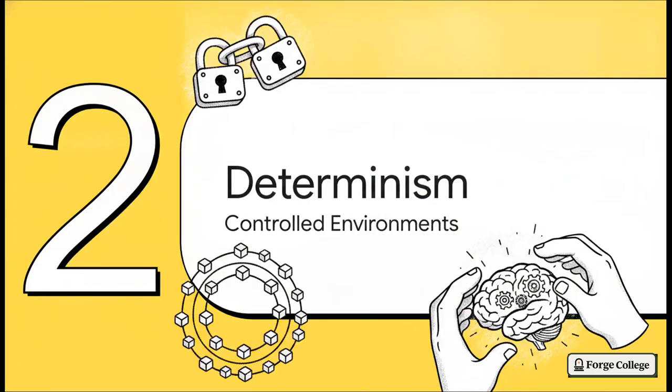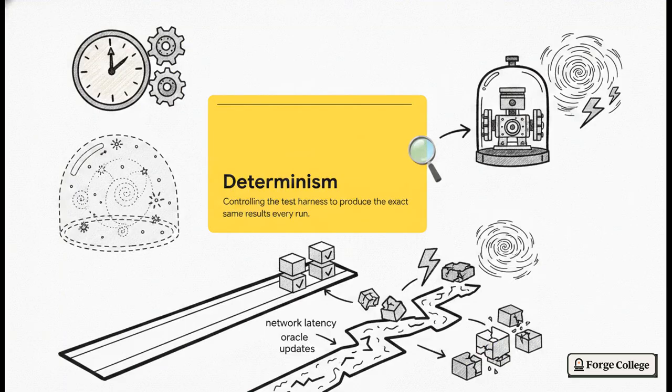Moving right along to Section 2, Determinism, building controlled environments. Now, if you want to keep your sanity as a Web3 developer, pay super close attention to this. Determinism basically means freezing time and controlling the universe using local test harnesses. You want your tests to produce the exact same results every single time you run them, period.